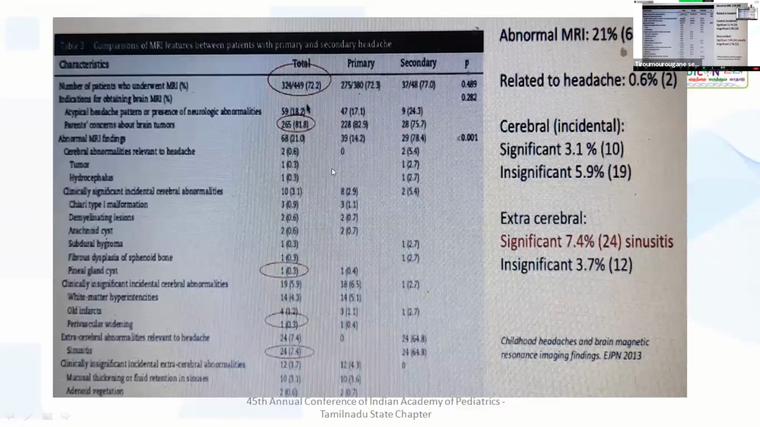So this study has addressed this issue: what about the neuroimaging findings in children presenting with headache? In a cohort of 450 children presenting with headache, 75% underwent neuroimaging. Here, the MRI was normal in 80% and showed abnormal findings in only 20%. Among this 20% abnormal MRI, incidental findings were seen in 10%, extracerebral findings in 10%, and only 0.6%, less than 1%, showed abnormal MRI findings related to headache, such as underlying SOL or hydrocephalus.